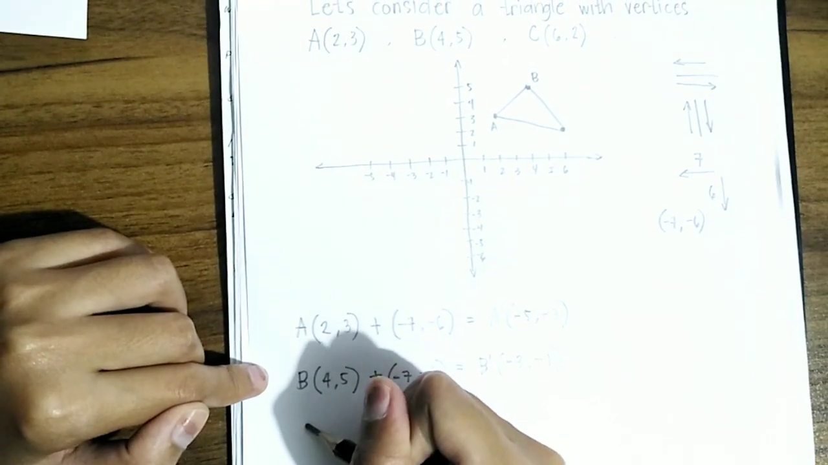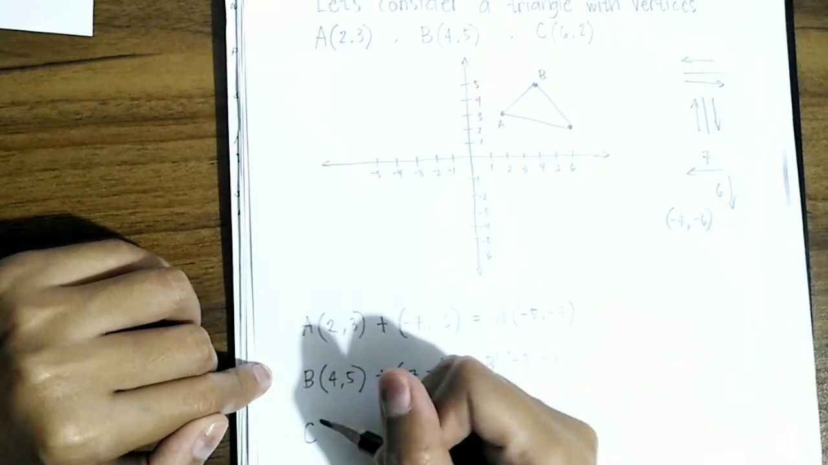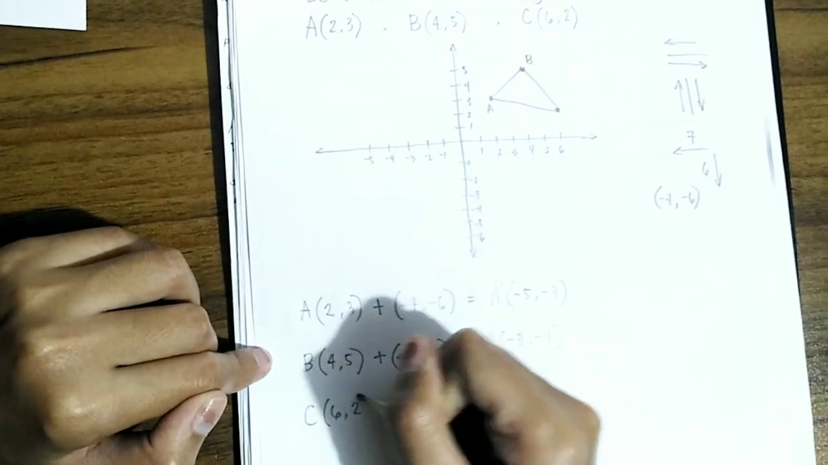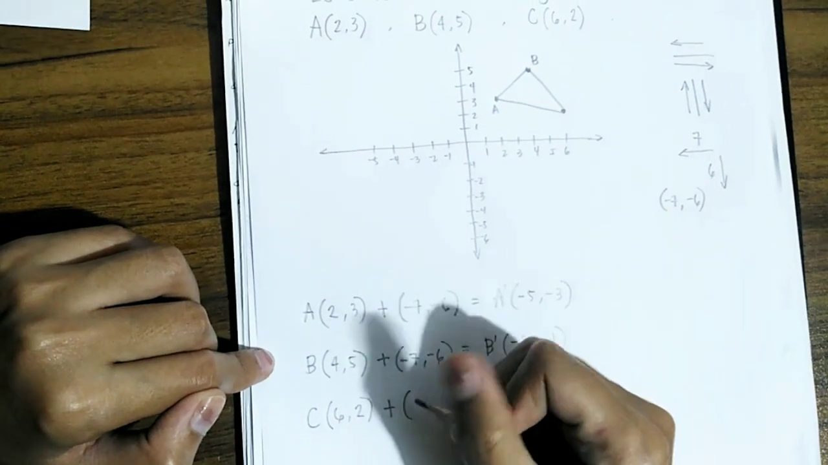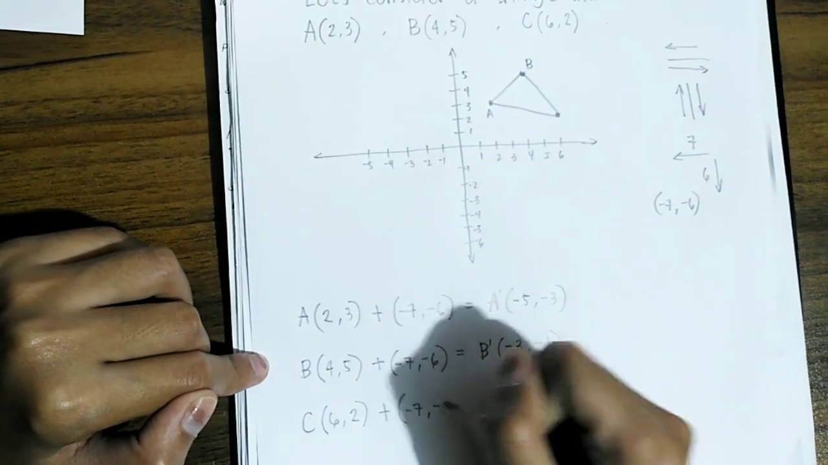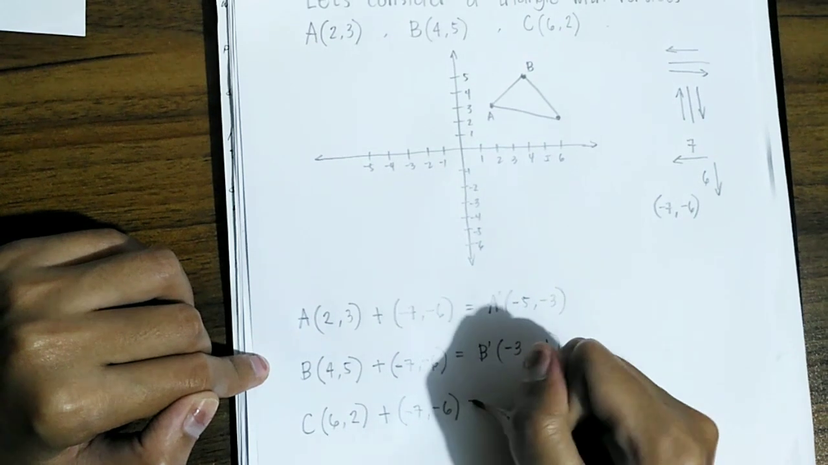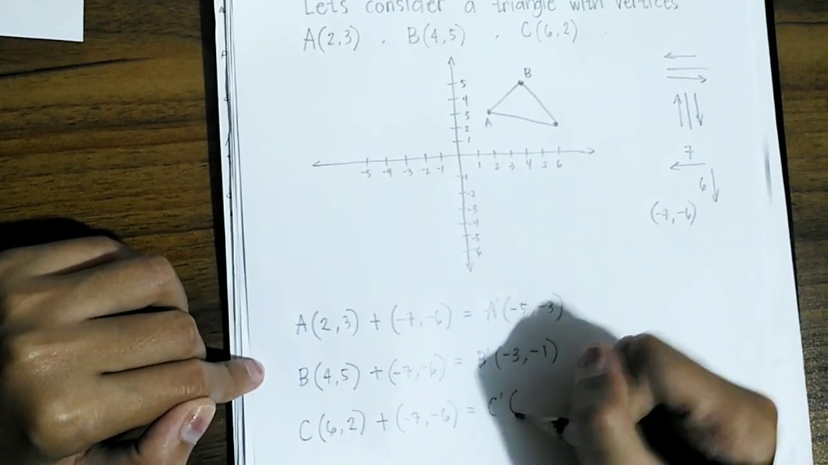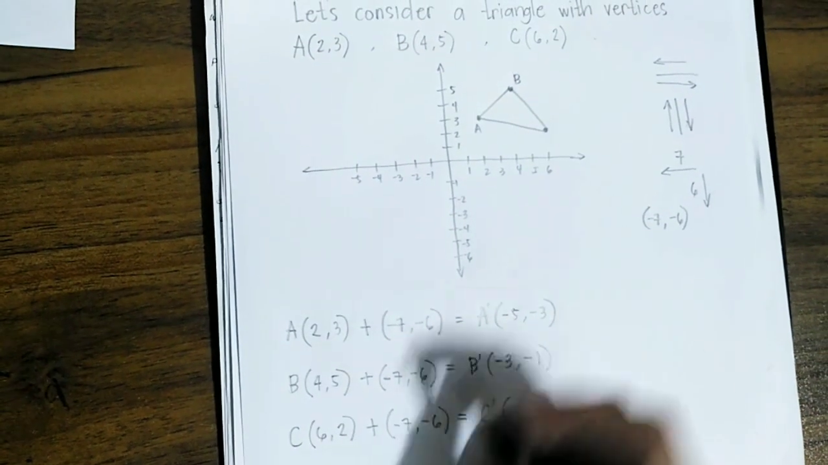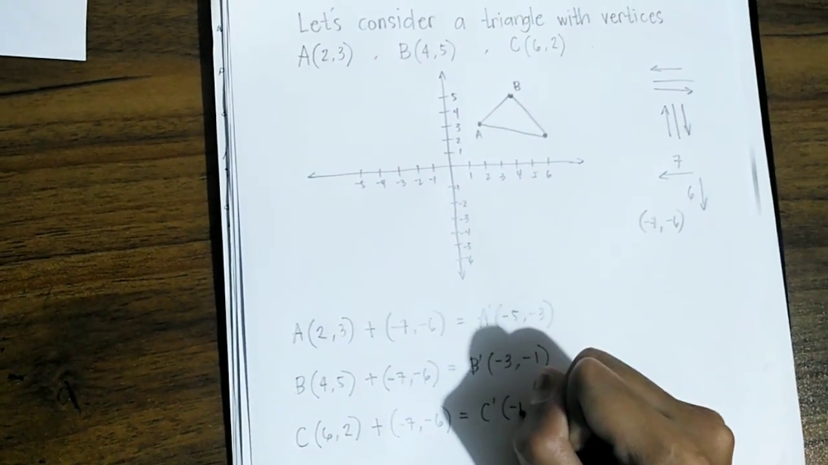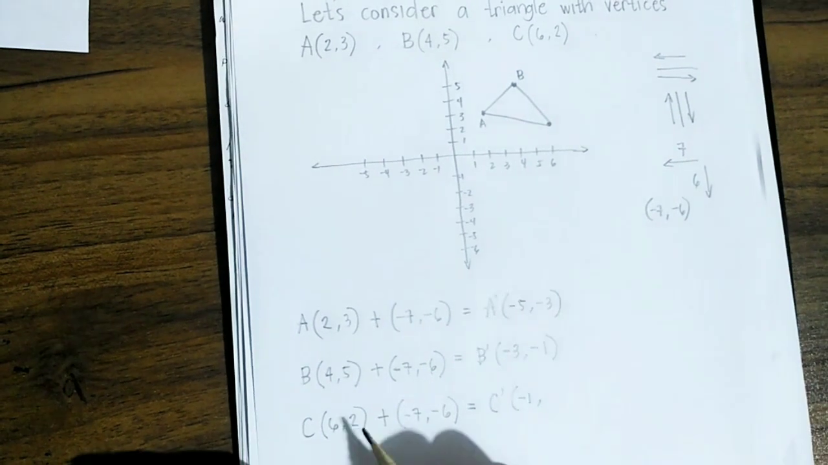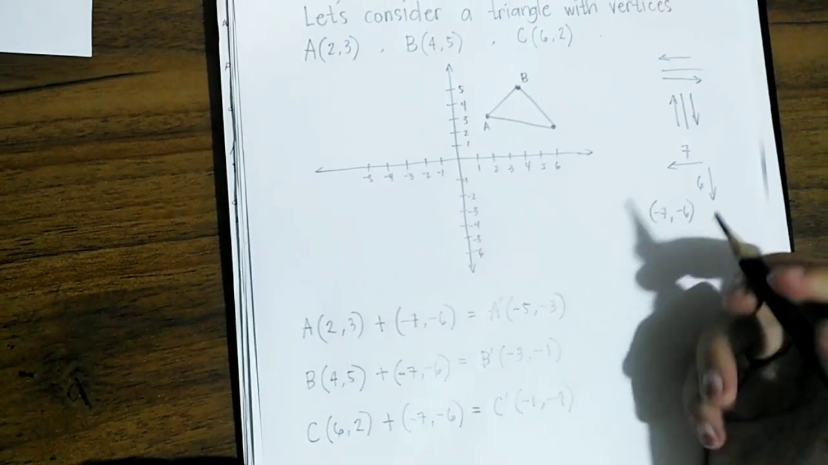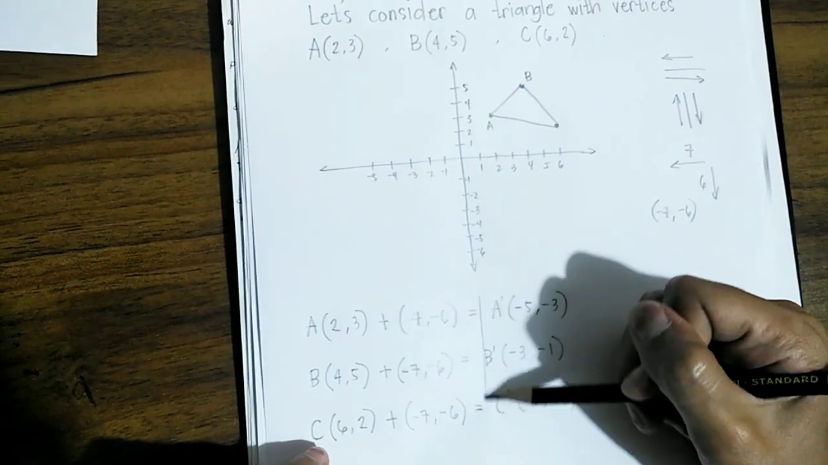The same process with point C, it has coordinates (6, 2), plus the translation vector (-7, -6). This will result in the new coordinates of point C. 6 plus -7 equals -1. 2 plus -6 equals -4. So these are the new coordinates of the triangle.